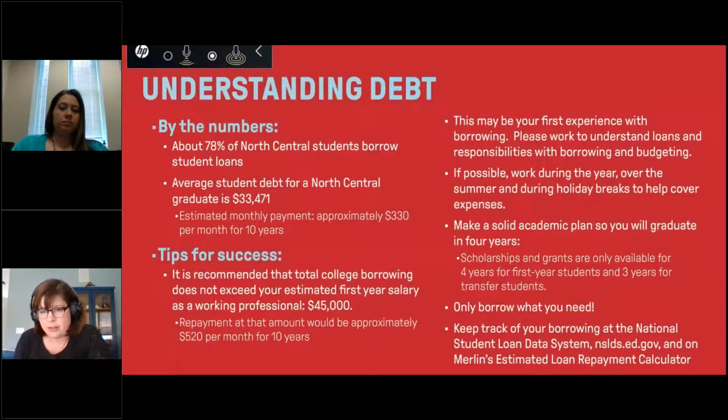So if you're coming in as a transfer student, anything that you've borrowed at a prior school would not be on the Merlin system, but all of your comprehensive borrowing at all schools through the federal loan program would be at nslds.ed.gov. It's just good to keep an eye on both places just so you're aware of what you're borrowing, from whom, the amounts, where, all of that stuff. It's really good to just kind of log into that every couple months and keep track.